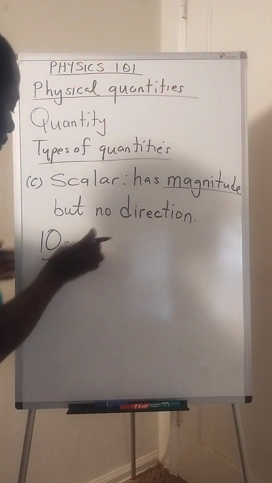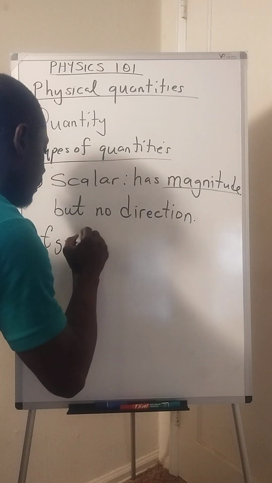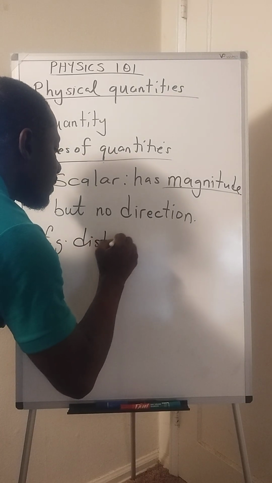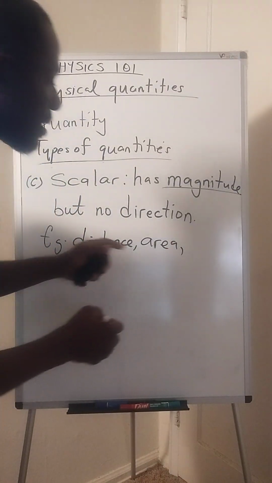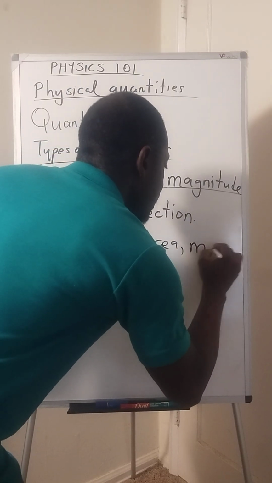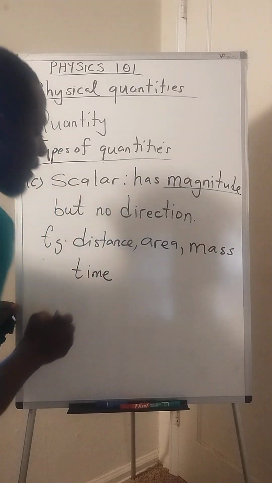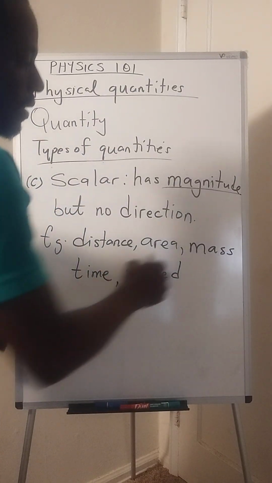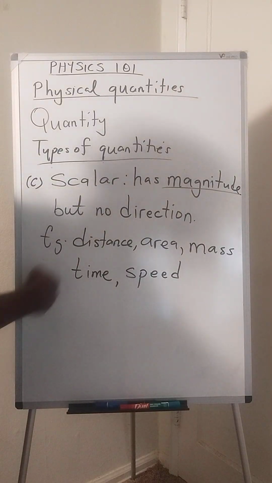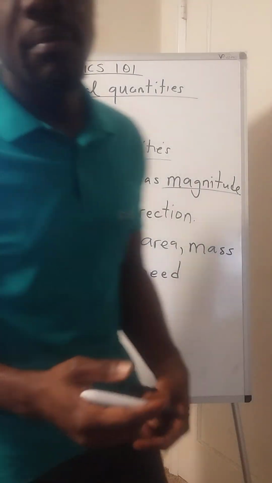So examples of scalar quantities, we have distance, area, we have mass, we have time, we have speed, and a whole lot of them, just to mention a few. All these are examples of scalar quantities. Why? Because they have magnitude, but they do not have direction. I hope you get it.